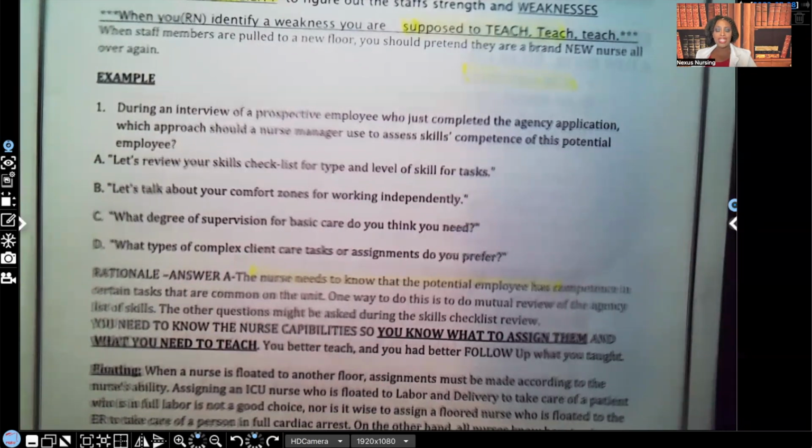Then you do your teaching, and then you have to evaluate if your teaching was effective. So you say to them, okay, I need you to explain to me what I just taught you, or I need you to do a return demonstration. You have to do something to see if your teaching was effective, okay?